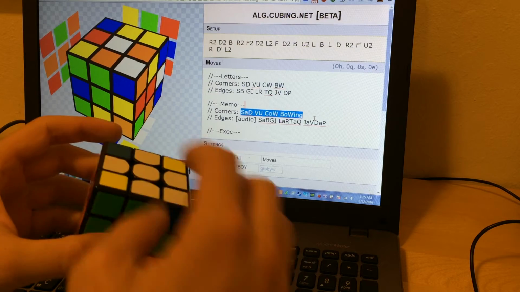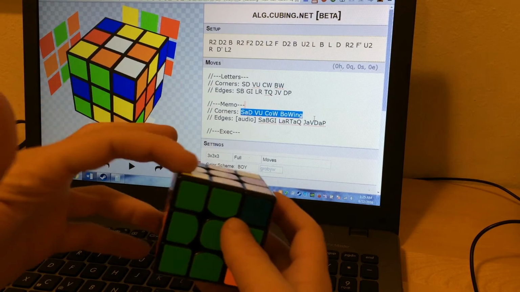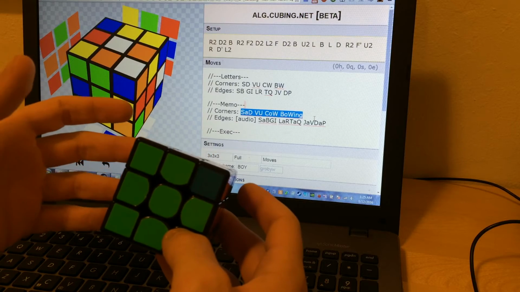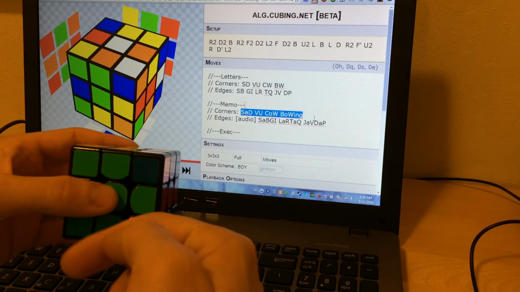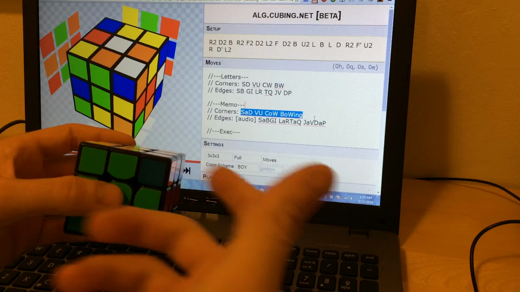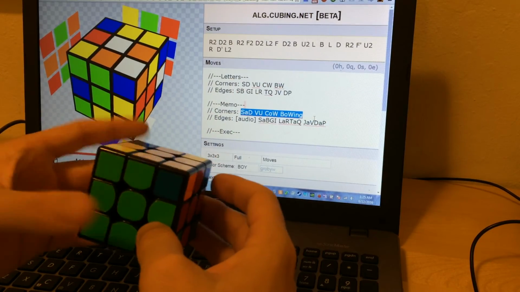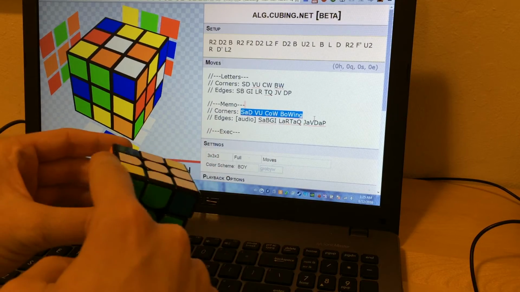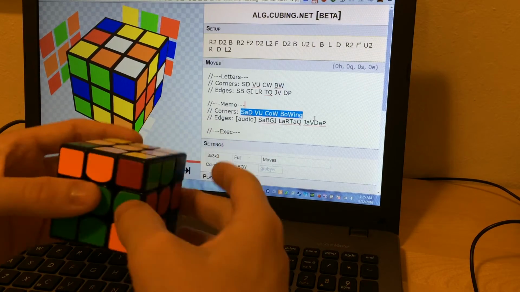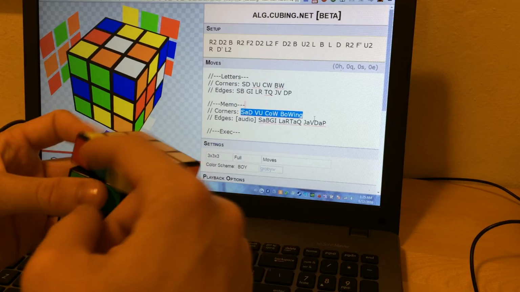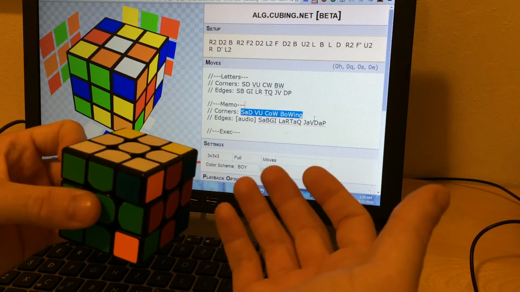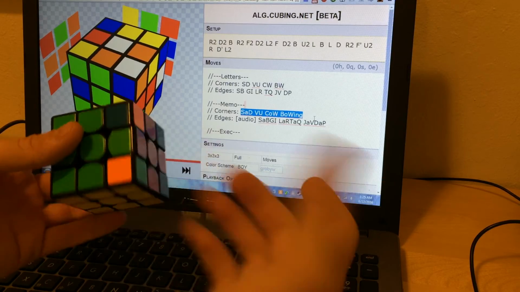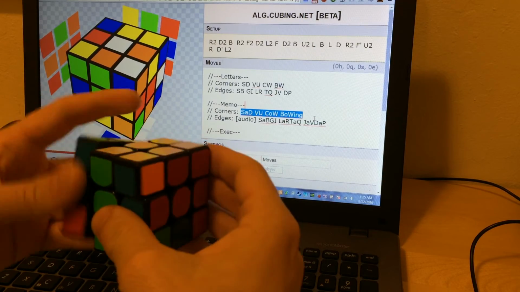Okay, then we have SB. So I'm thinking a R prime D2R. I don't remember what it's called, but oh, that's the interchange, yeah. So we'll set it up, this goes here, and then U prime again, U2. Then we have VU, which is just a simple 8 mover.